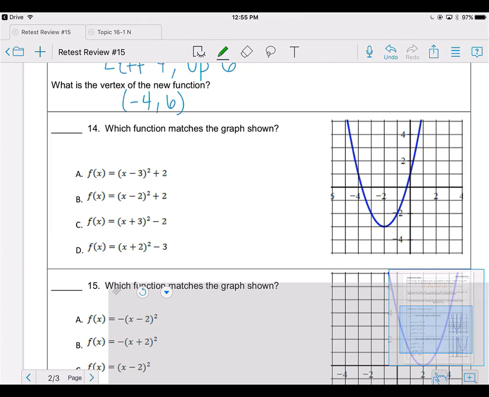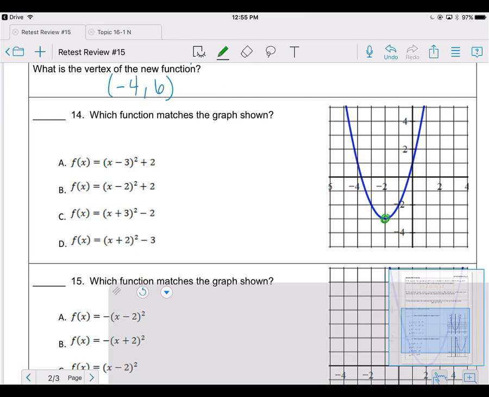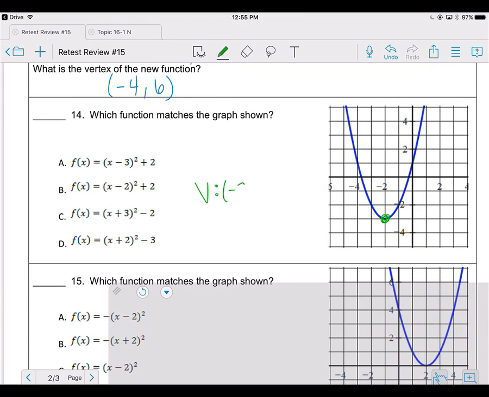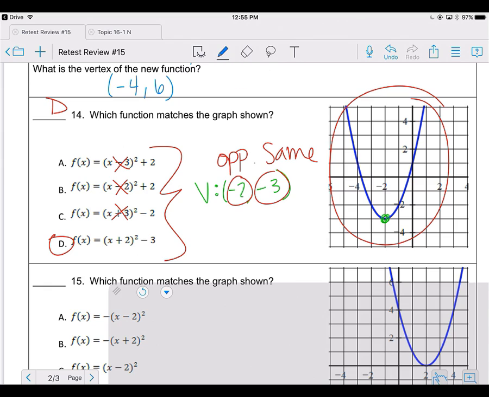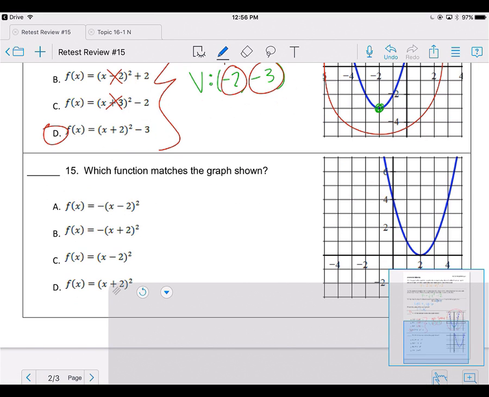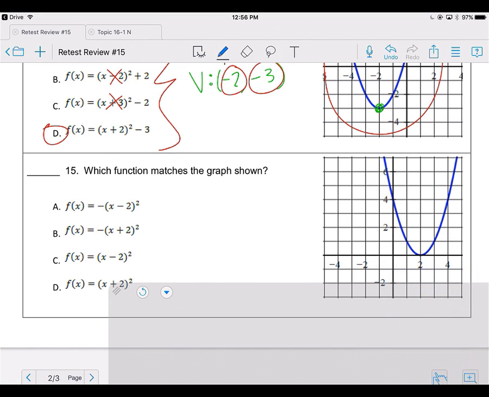14 asks which function matches the graph below. So I'm going to see what my vertex is first. My vertex is negative 2, negative 3. So I need a function that says the opposite of this. So inside parentheses, I need a plus 2. And then this needs to be the same, which is true of D. If you're not sure, put all of these into y equals and see which one gives you this graph. If you can't tell between some of the differences, like if there's two that look kind of similar, use the table function on your calculator and find a specific point.